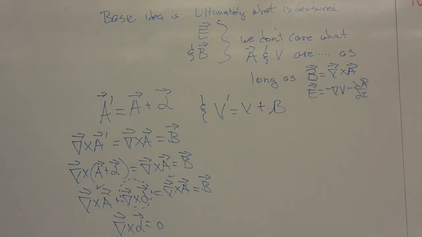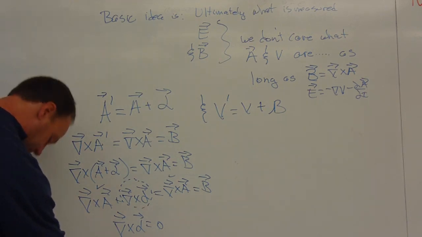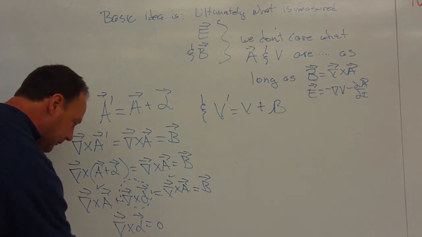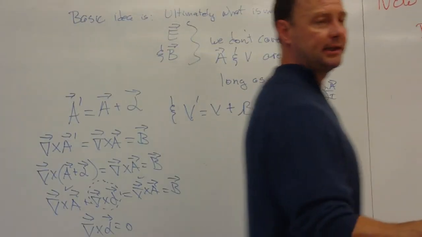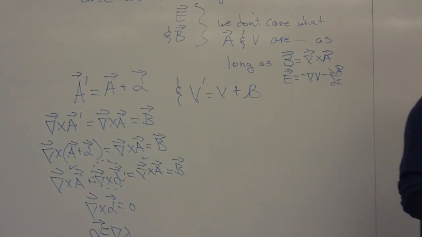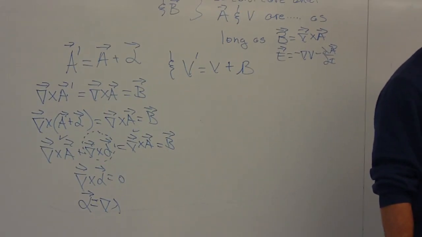We can use our tool: the curl of a vector equals 0 for a vector equal to the gradient of a scalar. So make alpha, following Griffiths, equal the gradient of a scalar. Does it matter what scalar function I choose? Absolutely anything. Why is absolutely anything okay? Because the curl of the gradient of any function is 0.